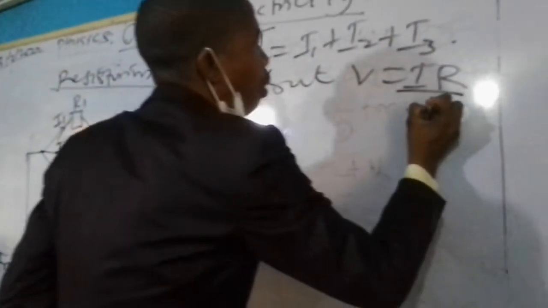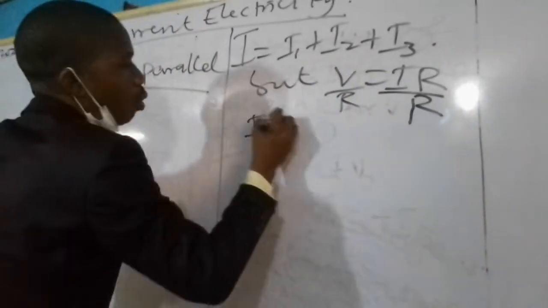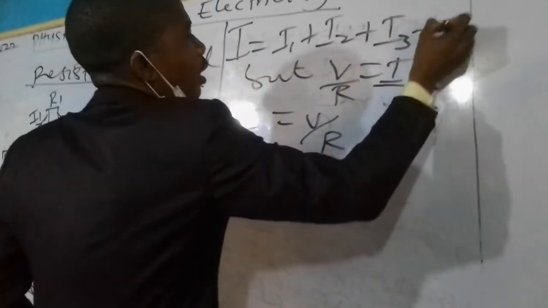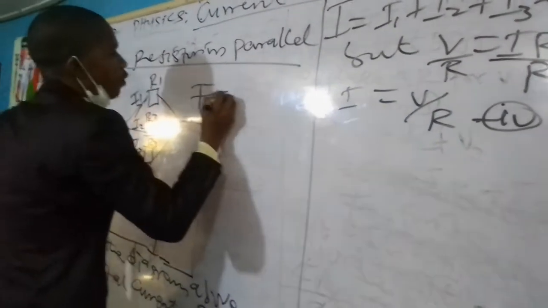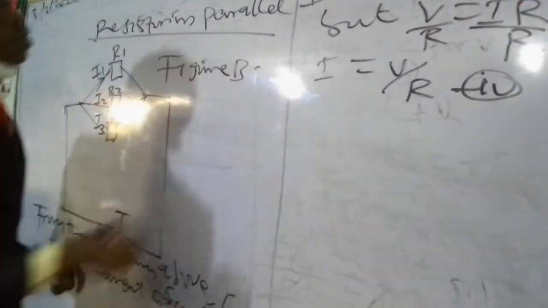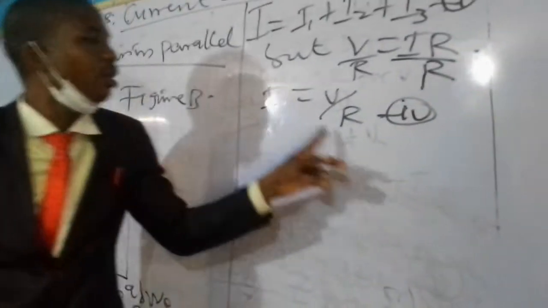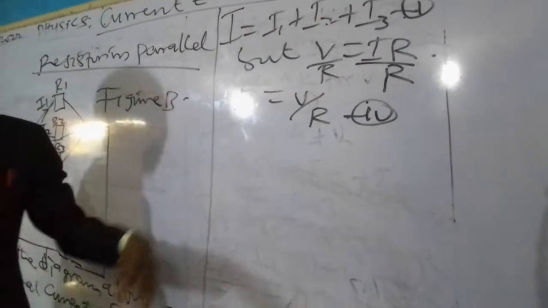IR. Anywhere we see, we can divide both sides by what? R. So I equals to what? V all over R. Call this one equation 1, call this one equation 2. Isn't it? Let's call this one figure B. So from figure B, we can now replace, anywhere we see I in equation 1, we can replace V all over R.